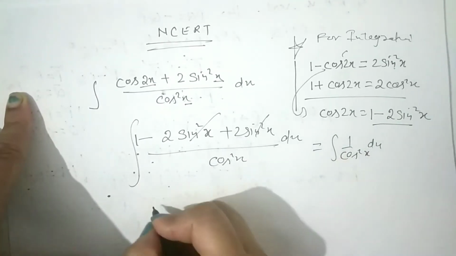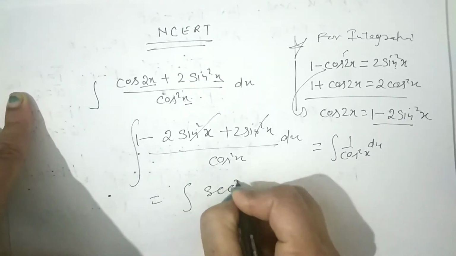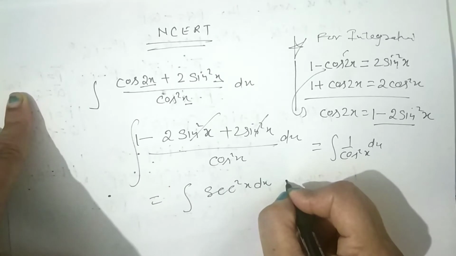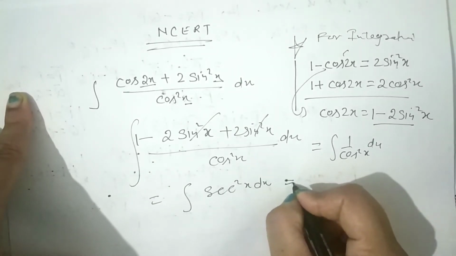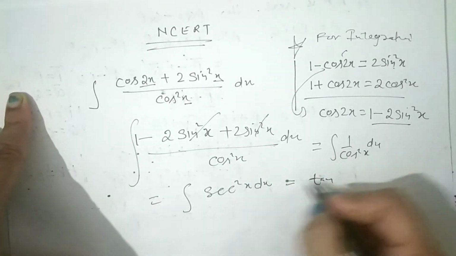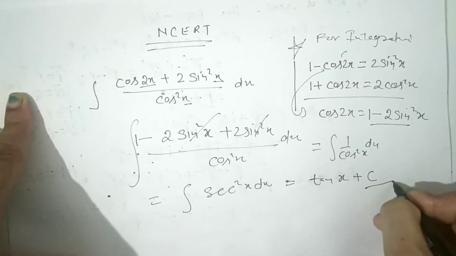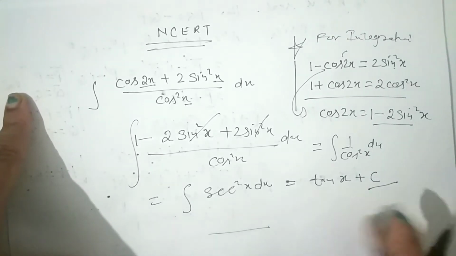1 upon cos square is nothing but secant square x. And what is the derivative of secant square x from antiderivative? Whose derivative is secant square? Tan x. So secant square's integration will be tan x plus c, we will always write c as the constant of integration. So this was the question. Now let us see one more question from NCERT.